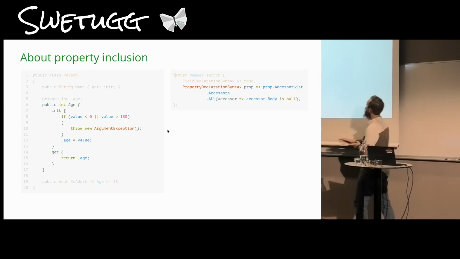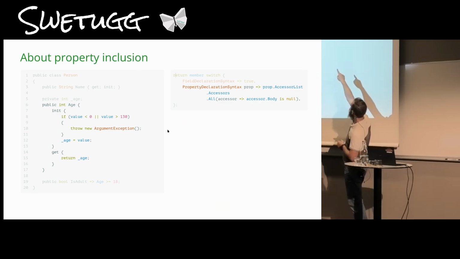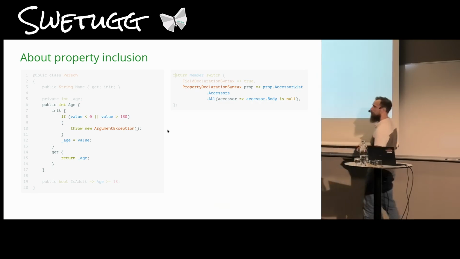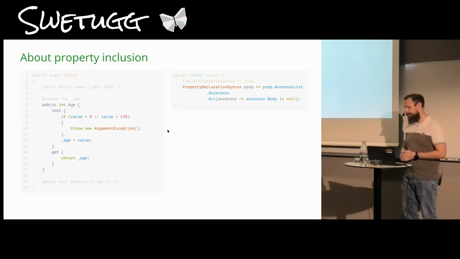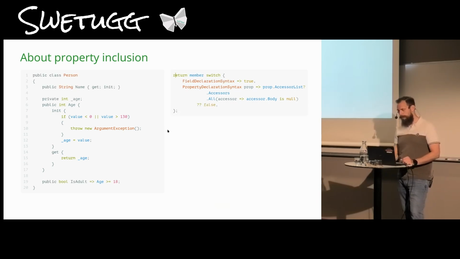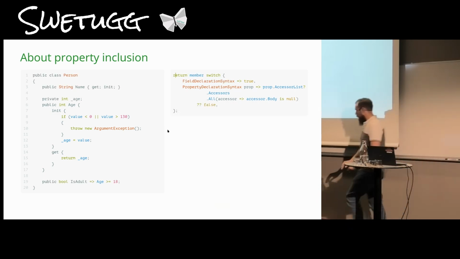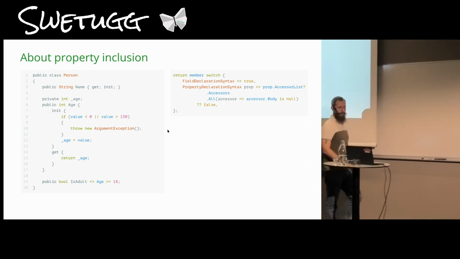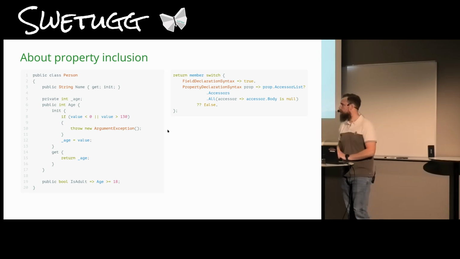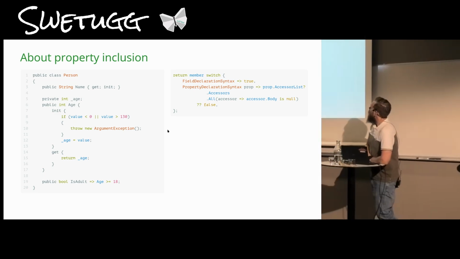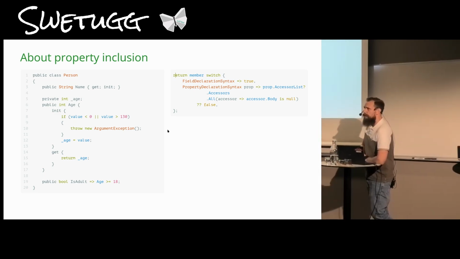So we go through and we check if there are accessors and all accessors have a null body, then we want to include this. And if we combine that with the case that it should be null as well, no accessor list, we get this switch up here, which is a bit difficult to reason about maybe, because we have, if the accessor list is not null and all accessors have a null body, then it's true, otherwise it defaults to false.